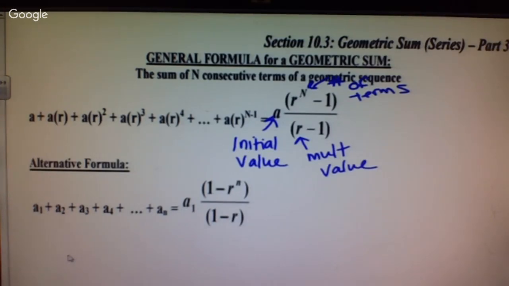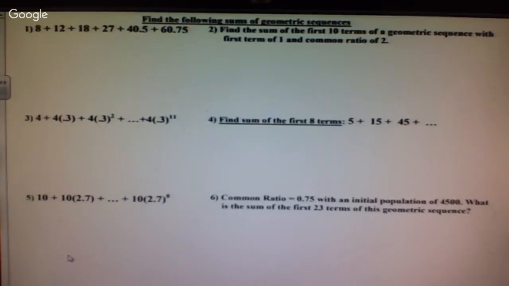All right, we ready to practice with these? Everybody get everything down? Roxanne, did you get everything? All right.